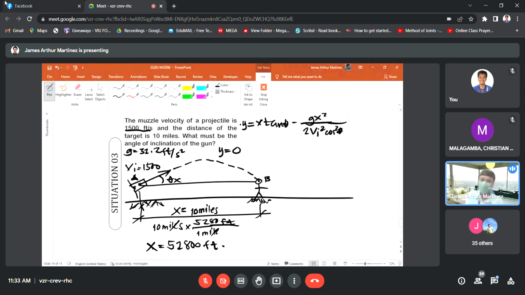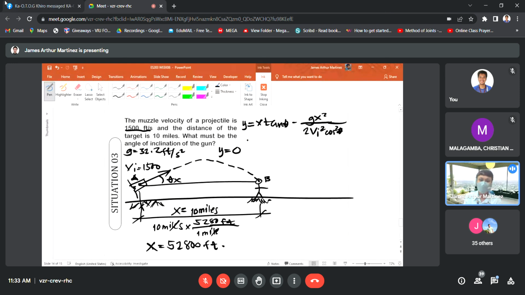So we have data for y, which we establish as equal to 0. Given x, the unknown is the angle theta, which is by the way our objective for this problem. Gravity is constant, x is given, initial velocity is given. Therefore, in this equation only one unknown variable remains, which means we can directly compute for it. We just substitute the data to the equation.